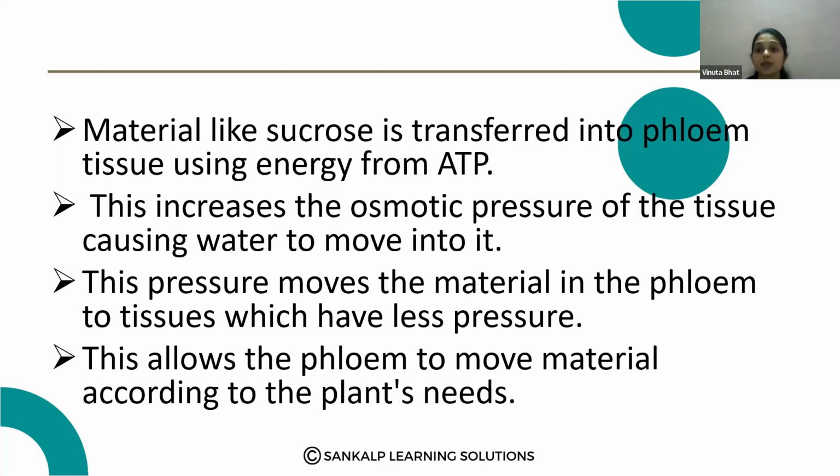Here, the transportation of the food in the phloem. The material like sucrose is transferred into phloem tissue using the energy from the ATP. This creates the osmotic pressure in the tissue, causing the water to move into it. This pressure moves the material in the phloem to the tissues which have less pressure. This allows the phloem to move the material according to the plant's need. So that is the answer.